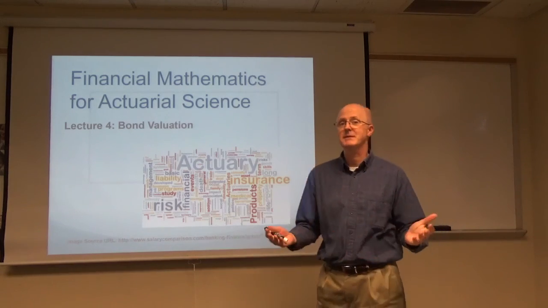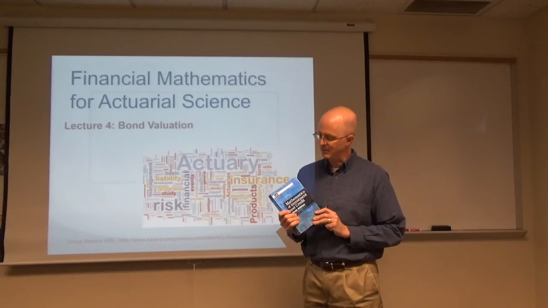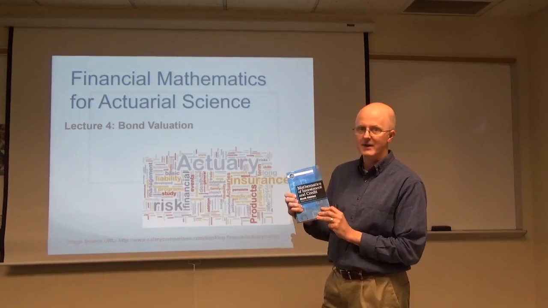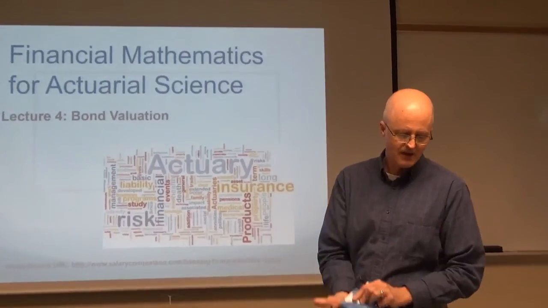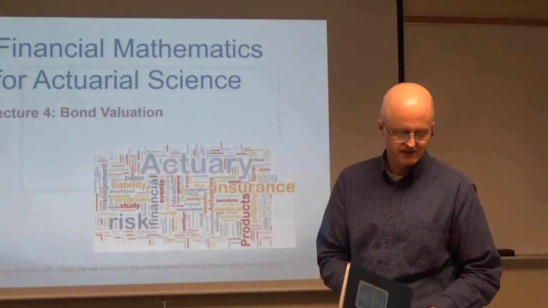This lecture is mostly going to be focused on bond valuation, and it does cover chapter 4 of the main textbook here, The Mathematics of Investment and Credit, 6th edition by Samuel Broverman, though I do often use ideas from the Theory of Interest, 2nd edition by Stephen Kellison.